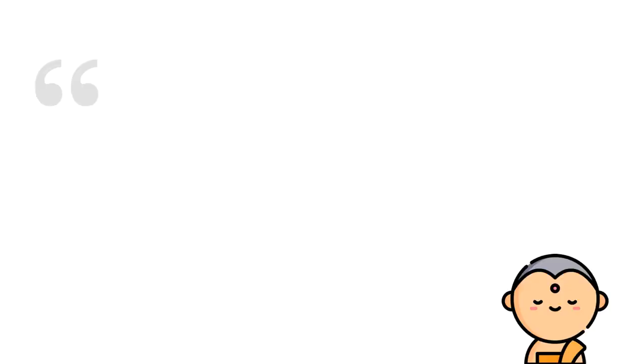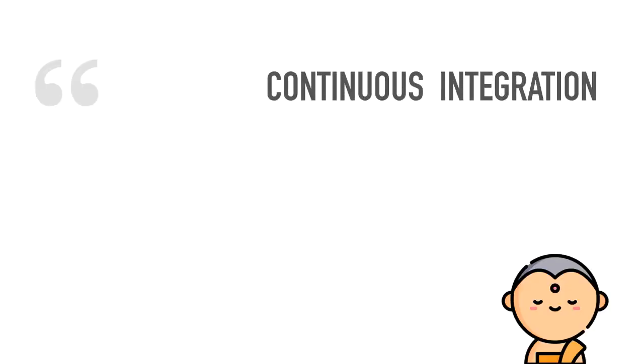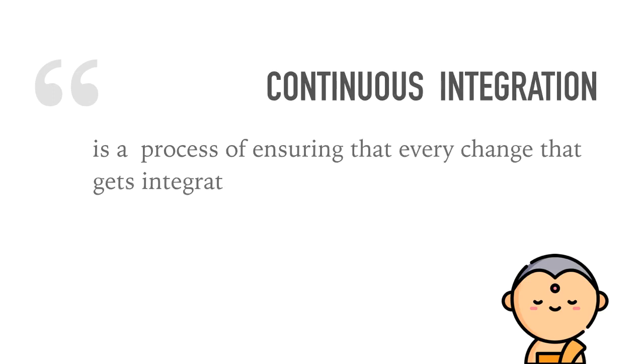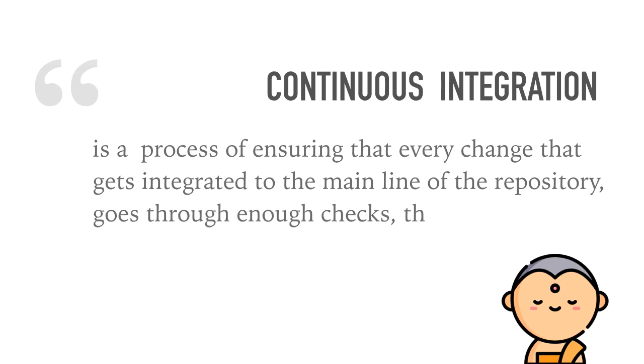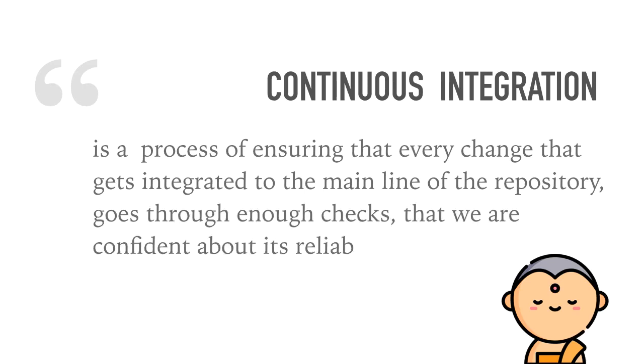Quite obvious, isn't it? So continuous integration, if you want to define it, this is how I would do that: it is a process of ensuring that every change that gets integrated to the main line of your repository goes through enough checks that you're confident about its reliability when you decide to deploy it.